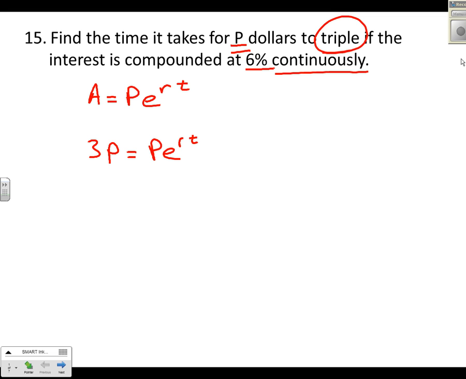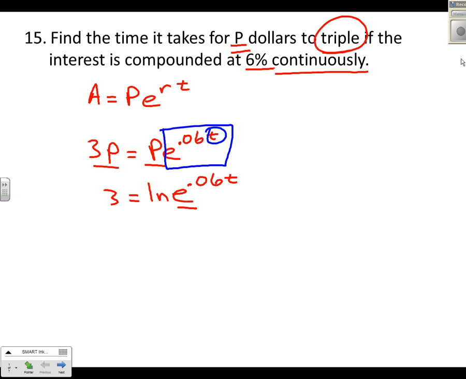And if I know the rate is 6%, then I can change this to 0.06 times t. My problem is I have two variables. However, when I divide by P, I get 3 equals e to the 0.06t. The reason I did that is because when we have an exponent that is a variable, we want to isolate as best we can the exponential factor term. Once that happens, I can take the log of both sides, but it would be crazy since we're in base e not to use log base e, or ln.